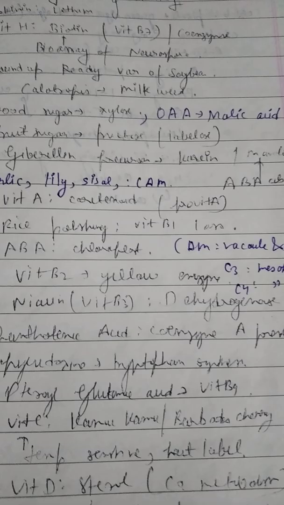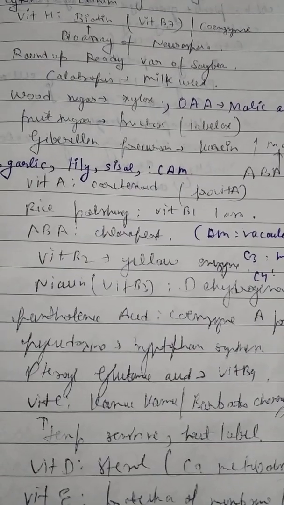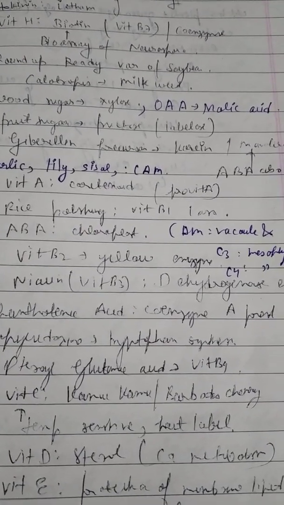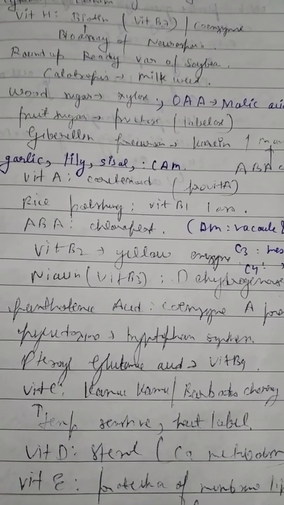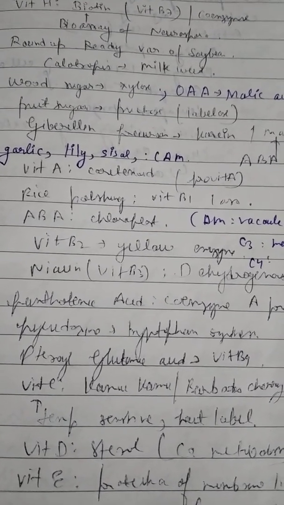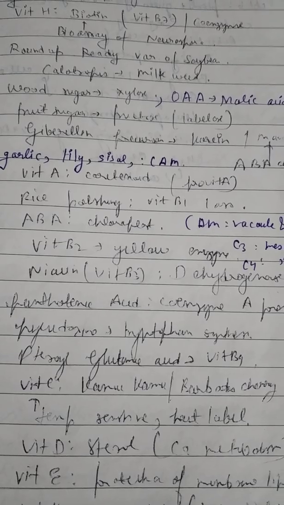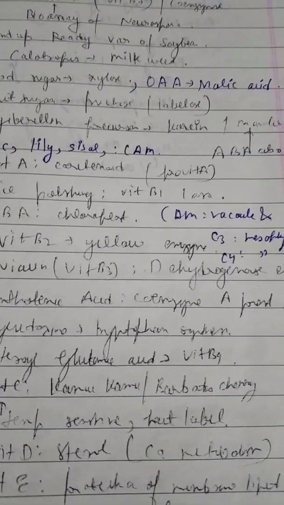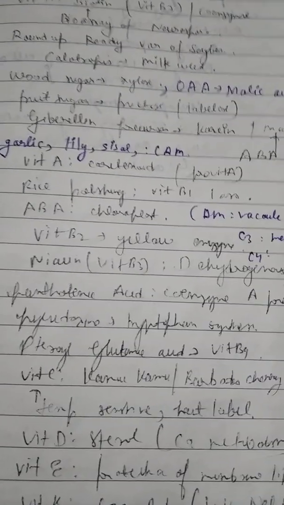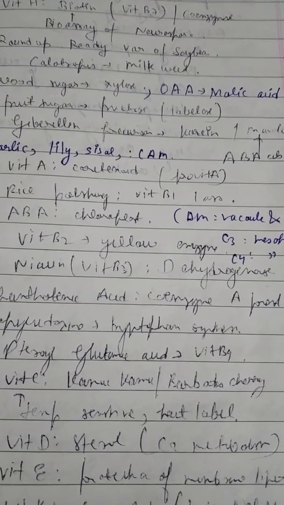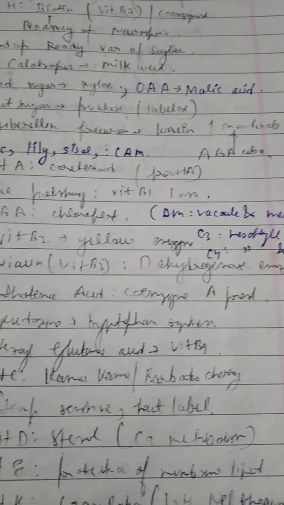Also student remember wood sugar. Wood sugar is xylose. Fruit sugar is fructose. Please student remember it. Sometime you will also find labellose. Yesterday I told you about plant growth hormone. So remember the precursor of gibberellin is choline or mevalonate. It can be any of the options given. Gibberellin precursor is choline or mevalonate.